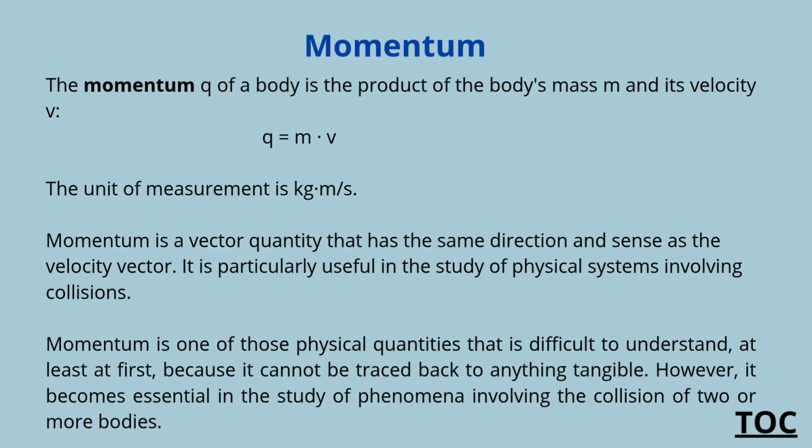Momentum. The momentum q of a body is the product of the body's mass, m, and its velocity, v. The unit of measurement is kilogram times meter per second. The momentum is a vector quantity that has the same direction and sense as the velocity vector. It is particularly useful in the study of physical systems involving collisions. Momentum is one of those physical quantities that is difficult to understand, at least at first, because it cannot be tracked back to anything tangible. However, it becomes essential in the study of phenomena involving the collision of two or more bodies.